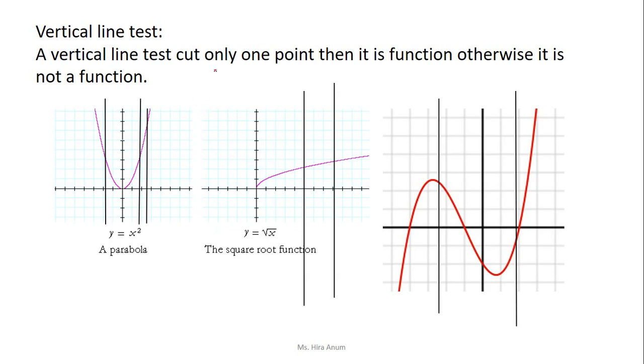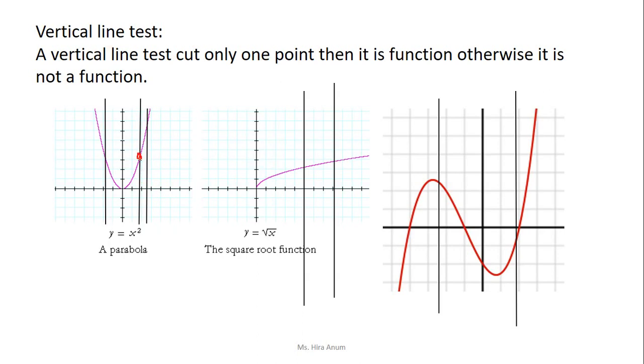Vertical line test. If a vertical line cuts the graph at only one point, then it is a function. Otherwise, it's not a function. Like the x squared function: this line cuts it one time.